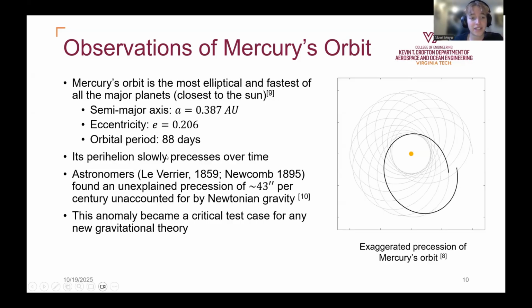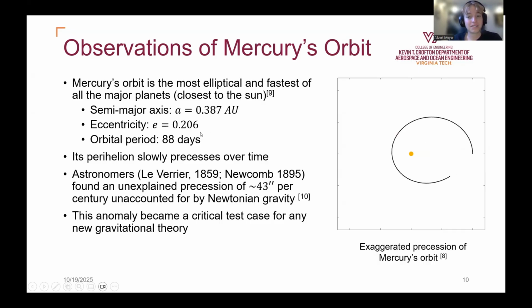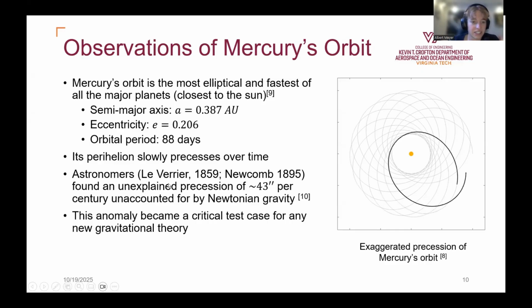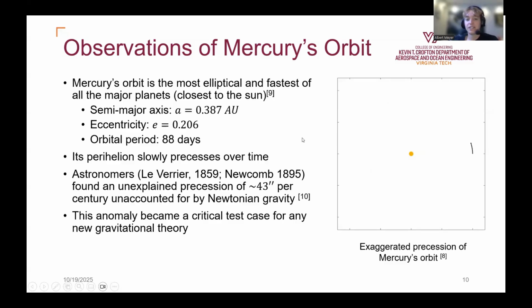You can see it has a very fast orbital period of 88 days here. It has a very eccentric orbit, the most eccentric orbit in the solar system by 0.2, which is very high, and then a very small semi-major axis as well. As you know, Earth is 1 AU, so this being 0.38 AUs just shows you how close it really is to the sun.